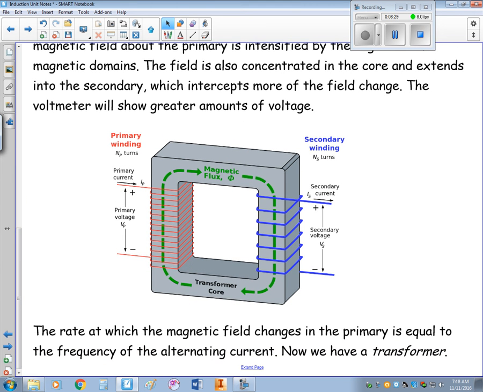Oftentimes we'll see a transformer in this shape, where we have an iron core in the shape of a donut or a square, and then we just wrap wires around one side and the other. And this gives us our primary and secondary coil.